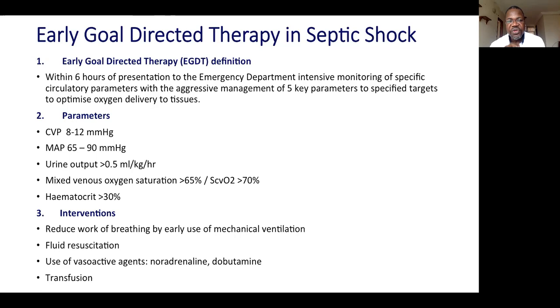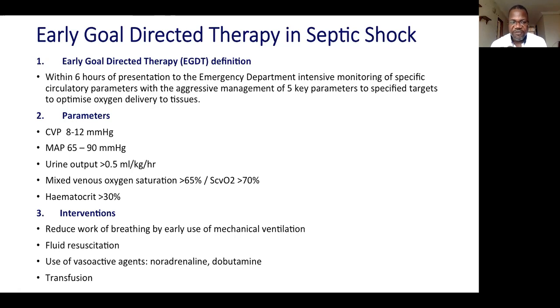septic shock, you need to achieve the following, by looking at the 5 parameters. So CVP, you need to achieve 8 to 12. Mean arterial pressure should be restored to between 65 to 90. Urine output should be above 0.5 mL per kilogram per hour. Mixed venous oxygen saturation should be above 65%, or saturation of oxygen above 70%, and hematocrit level should be above 30%. So those are the goals for your therapy.